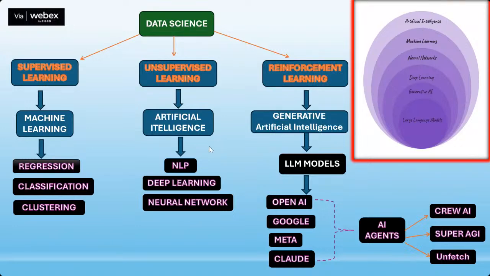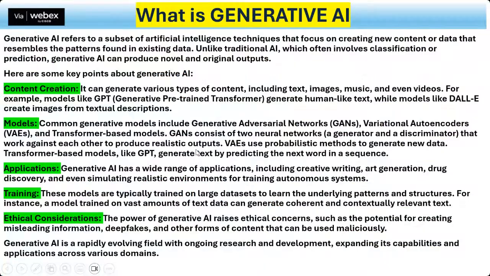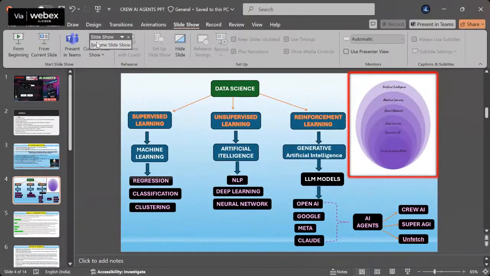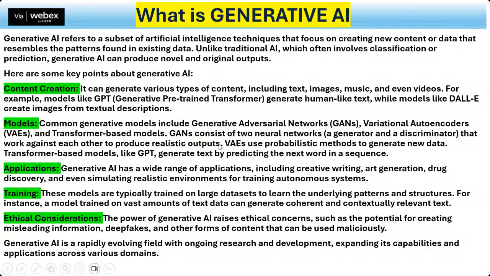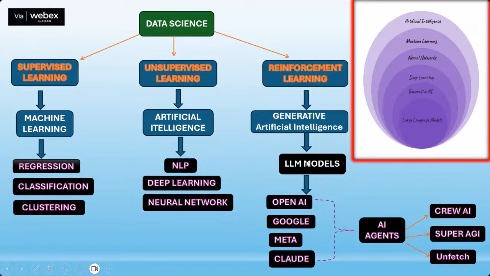What is generative AI? Generative AI is a subset of AI techniques that focus on creating new content or data that resembles existing data. Here we have content creation, models and applications, training, and ethical considerations. In Gen AI, I hope you understand GPT. This is one of the applications of generative AI. In the same way, generative AI is built with large language models. What large language models do we have? OpenAI created a large language model, Google also created a model, and so did Meta and Claude.